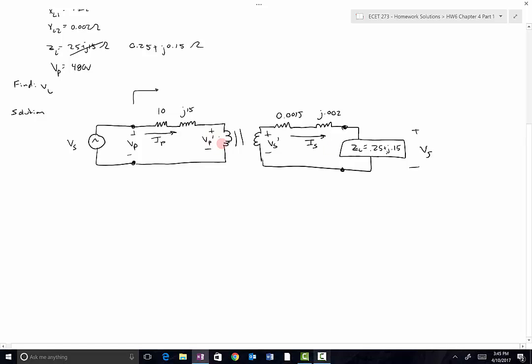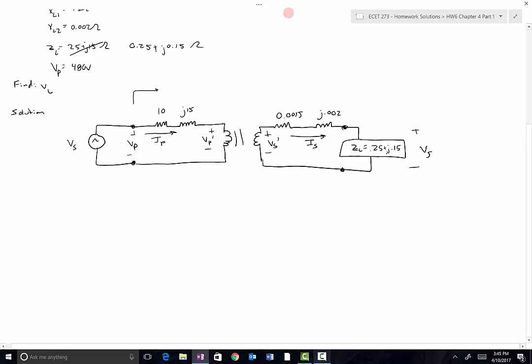Or we can determine what the voltage is in the primary and refer that to the secondary. Either way, we need to refer all of this circuit to the primary to solve that. So to do that, I'm going to refer the transformer characteristics to the primary, and I'm going to refer the load over to the primary. You can do that in one step, add those together, and then multiply by the square of the turns ratio.